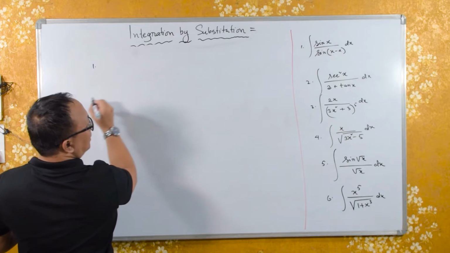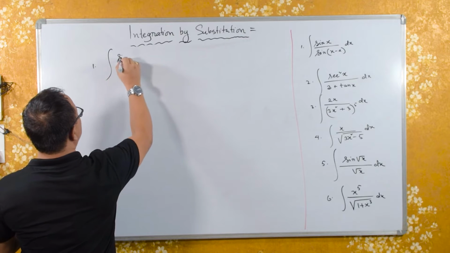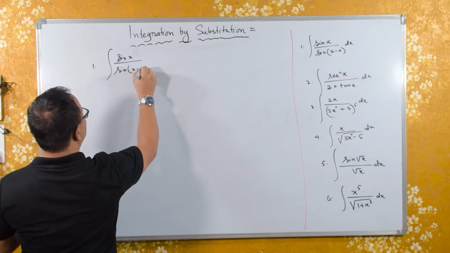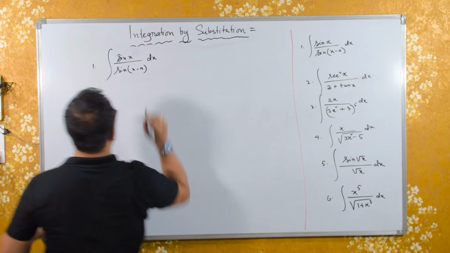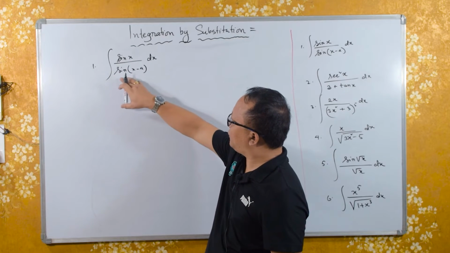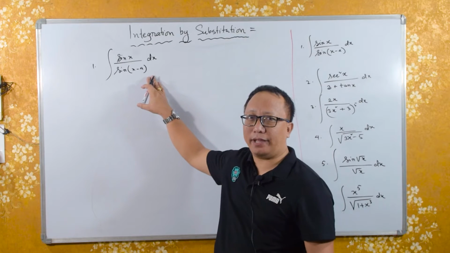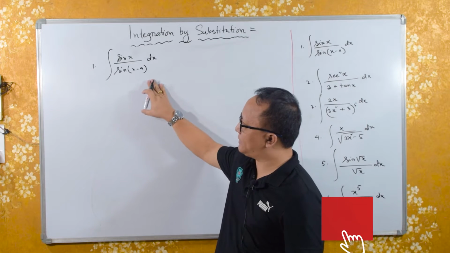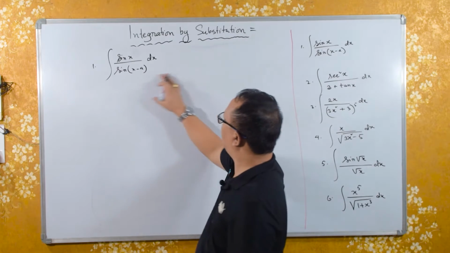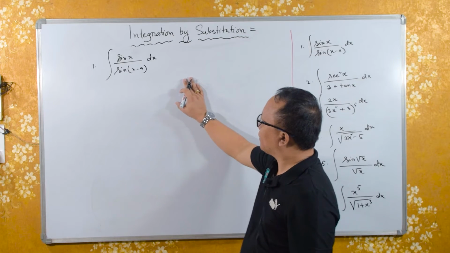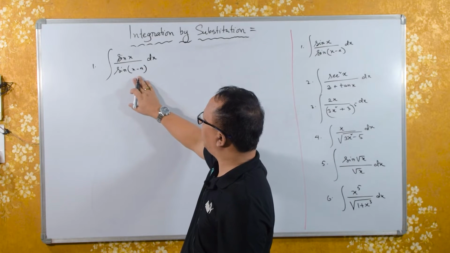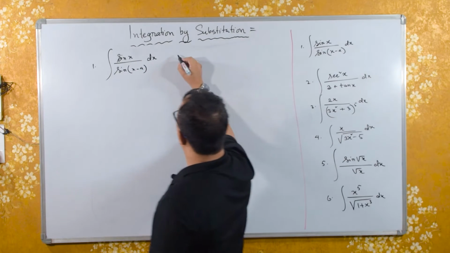Question 1: integral of sine of x upon sine of x minus a dx. Now here, in this denominator we have sine of x minus a. If I expand this with the help of the sine a plus b formula, it becomes complicated. So what to do is we have to minimize this angle by substituting.